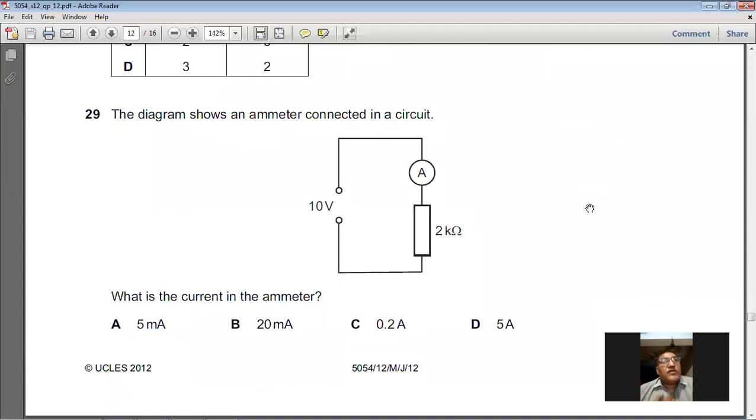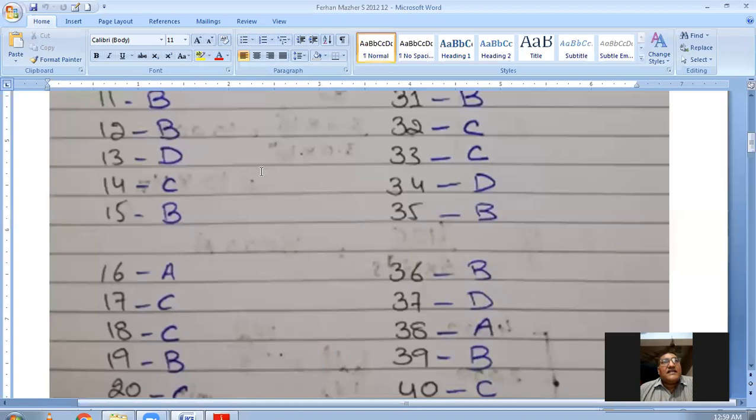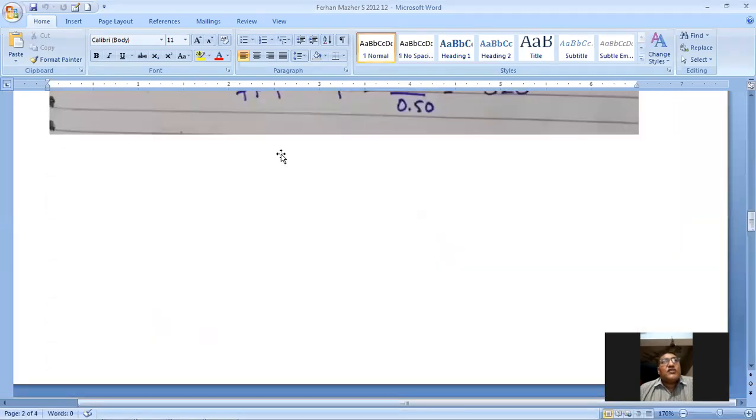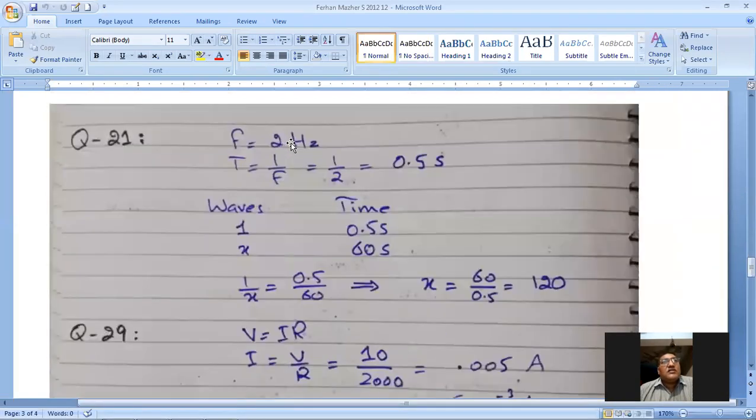Question number 29 is on your screen. The diagram shows an ammeter connected to a circuit. What is the current in the ammeter? We know the resistance, we know the EMF of the battery, and there is only one resistor. So the current coming from the battery will be EMF divided by the resistance. 2 kilo ohm means that the resistance is 2000 ohm.